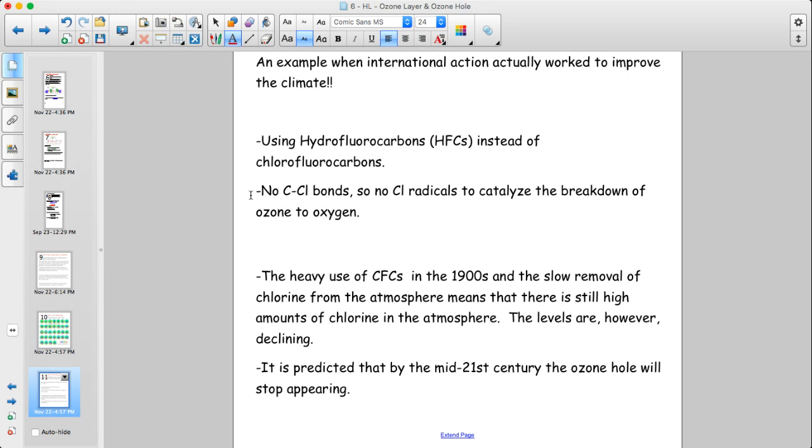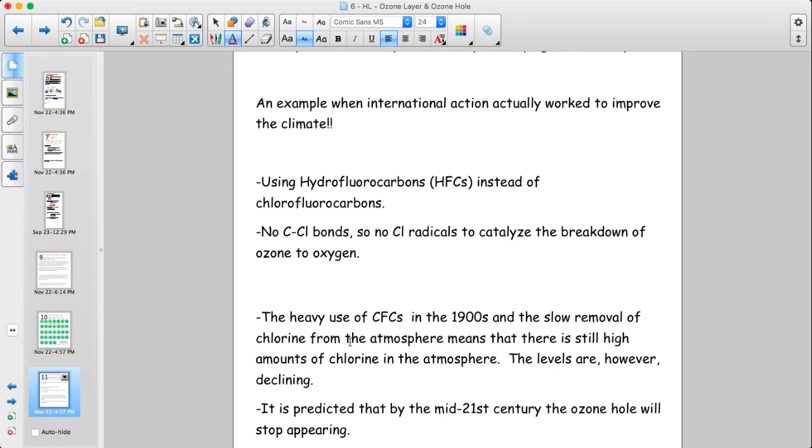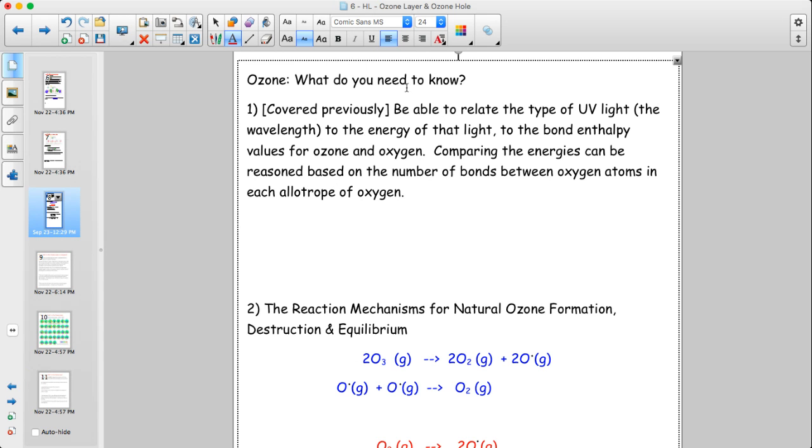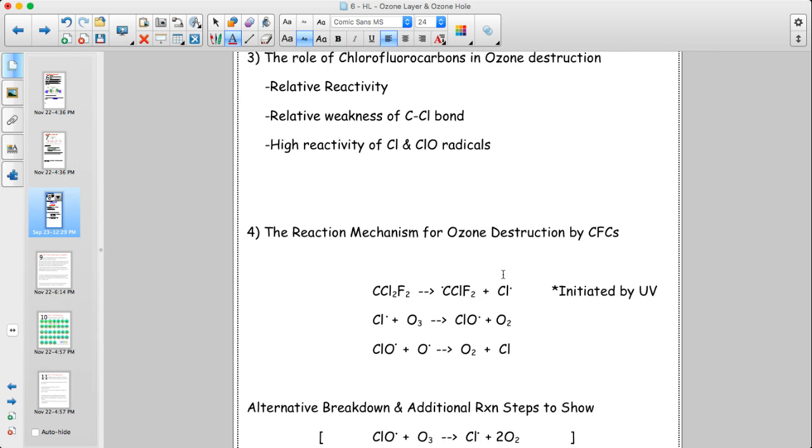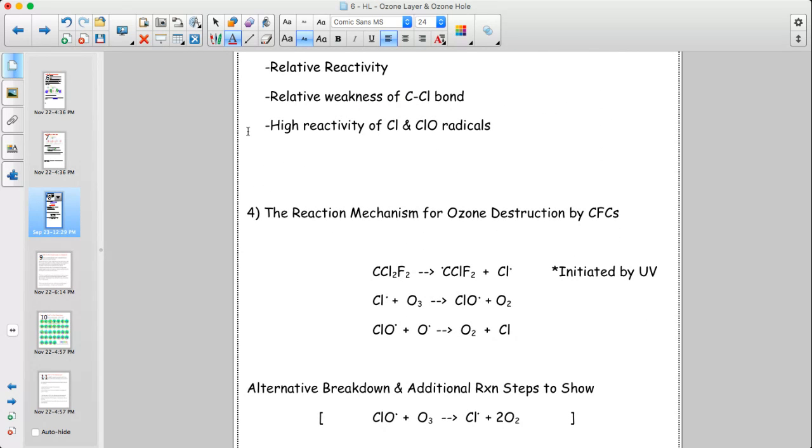So it's projected that it's going to take till around 2050 before we have an ozone hole that's no longer in existence. But it is one example where we've made some laws and policies that have improved what we've done to the environment. So this page right here, ozone, what do we need to know, sort of summarizes what you need to know about ozone. For kinetics, the primary focus is on the mechanisms and the role of the chlorine atoms as the radicals.